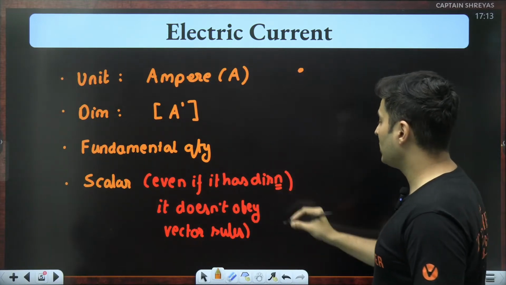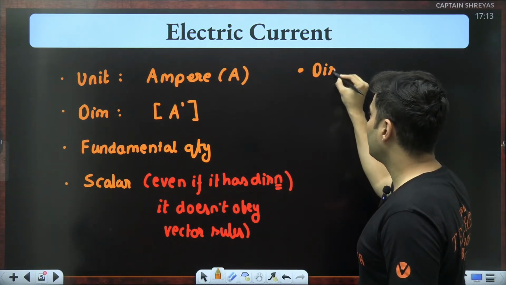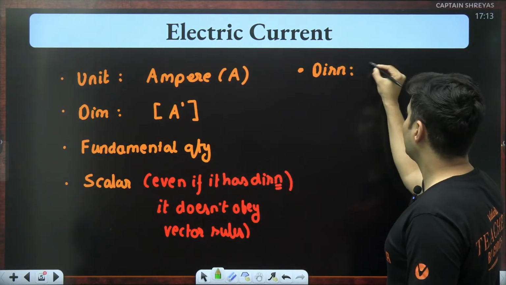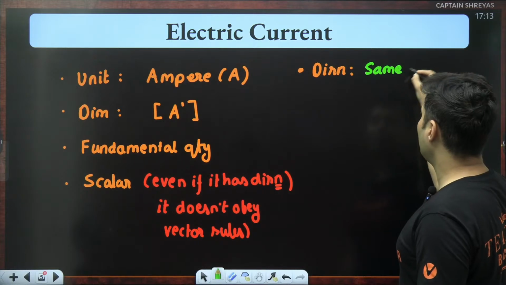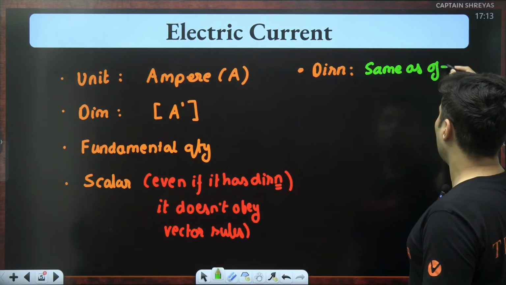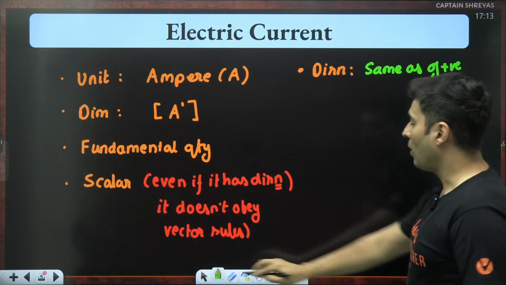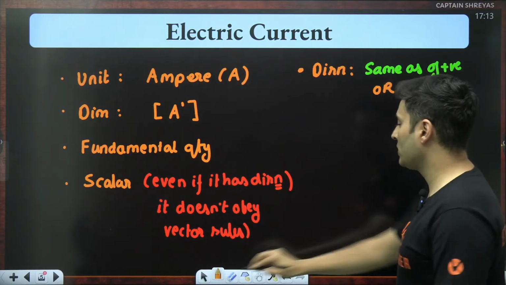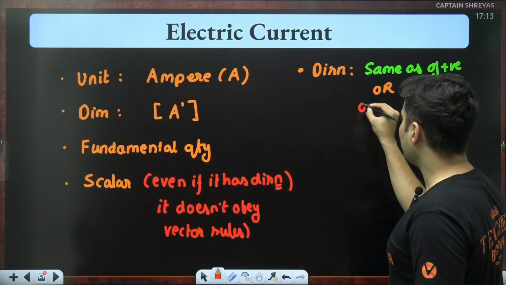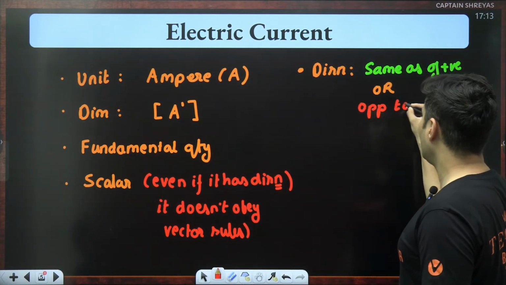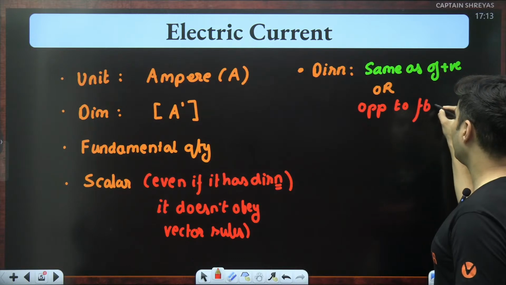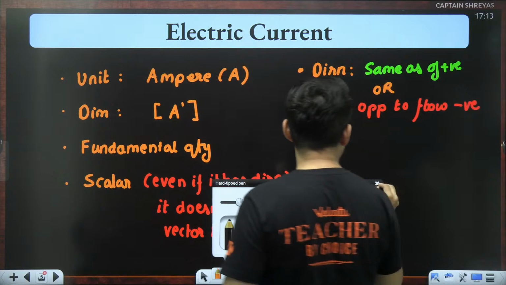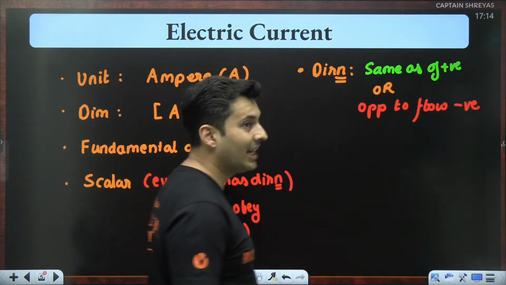Current direction. The direction of the current is very, very important. The direction of the current is the same as that of positive charges, or you can also say it is opposite to the flow of negative charges. So that is the direction of the current.